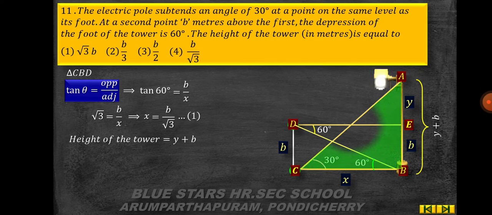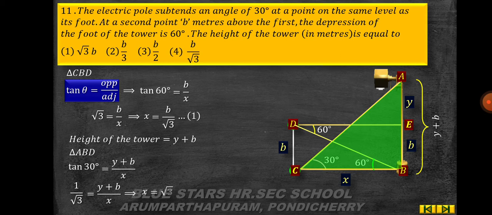Next, height of the tower is equal to y plus b. So we are taking the triangle ABD. So tan 30 degree is equal to y plus b by x, that is opposite by adjacent side. Tan 30 degree value is 1 by root 3, which is equal to y plus b by x, which implies x is equal to root 3 into y plus b. This is your equation number 2.